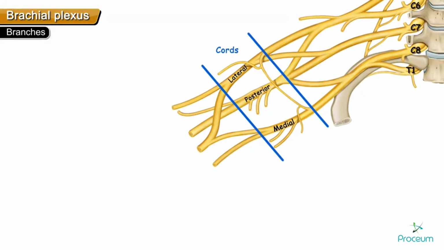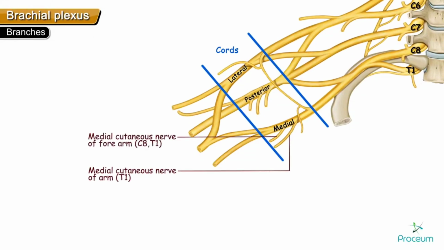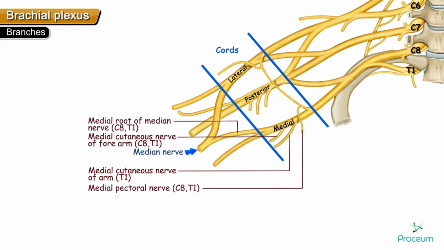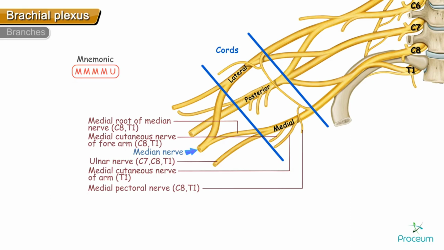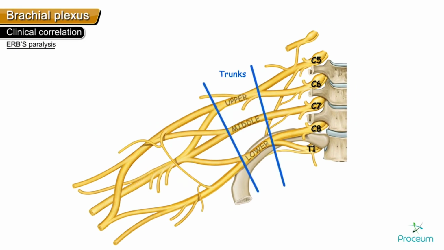The branches from the medial cord of brachial plexus are medial cutaneous nerve of arm, medial cutaneous nerve of forearm, medial pectoral nerve, medial root of median nerve, and ulnar nerve. We can remember this as M for U: medial cutaneous nerve of arm, medial cutaneous nerve of forearm, medial pectoral nerve, medial root of median nerve, and ulnar nerve. Erb's paralysis is damage to the upper trunk of brachial plexus.